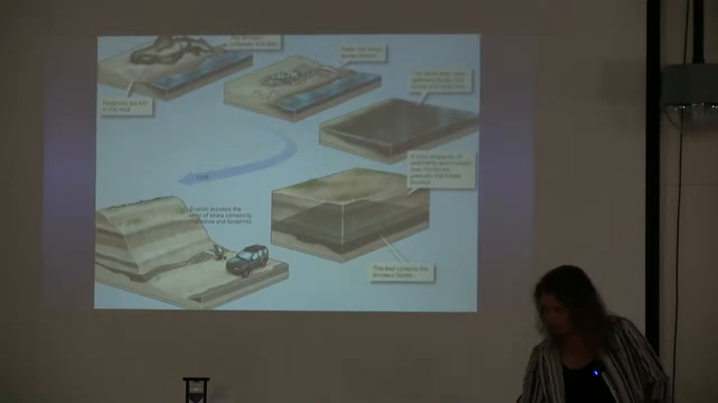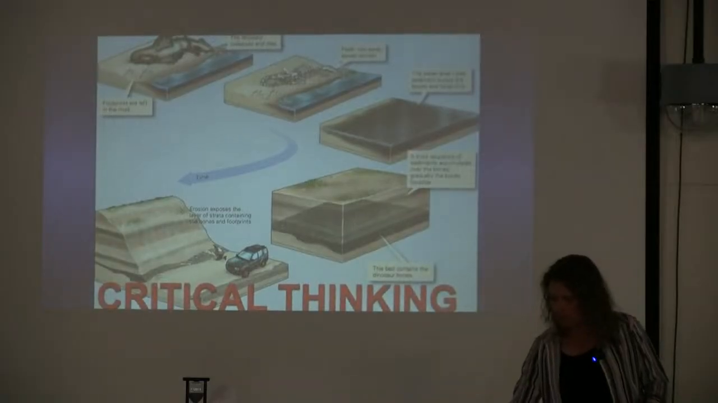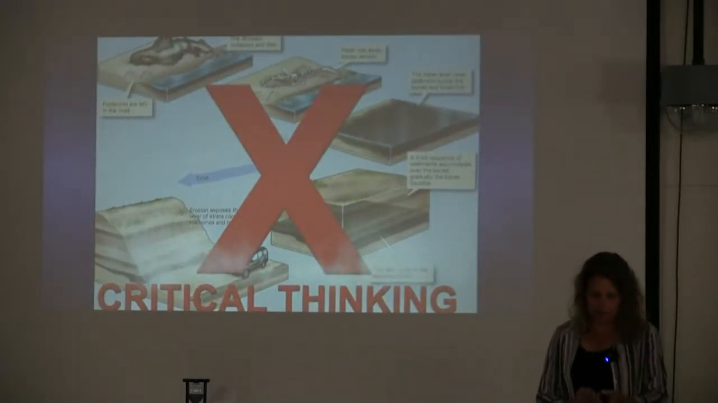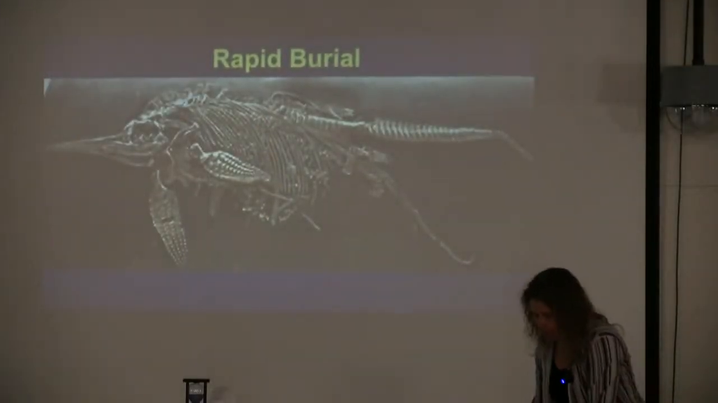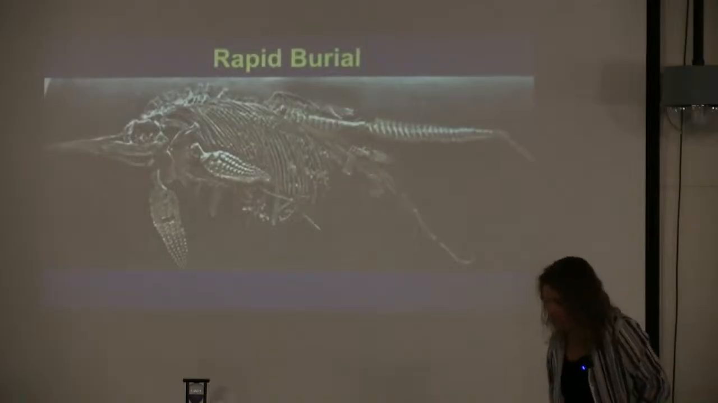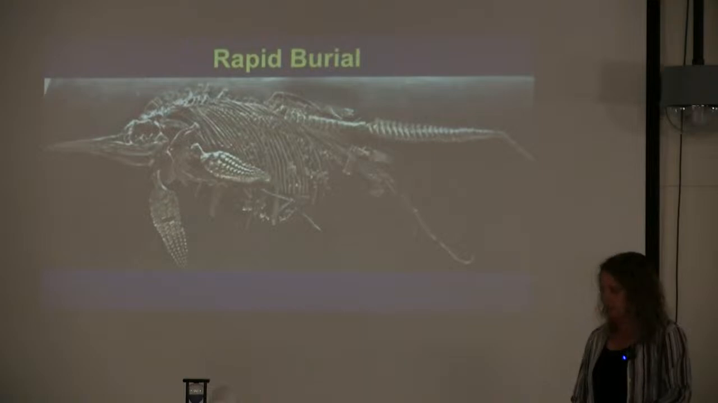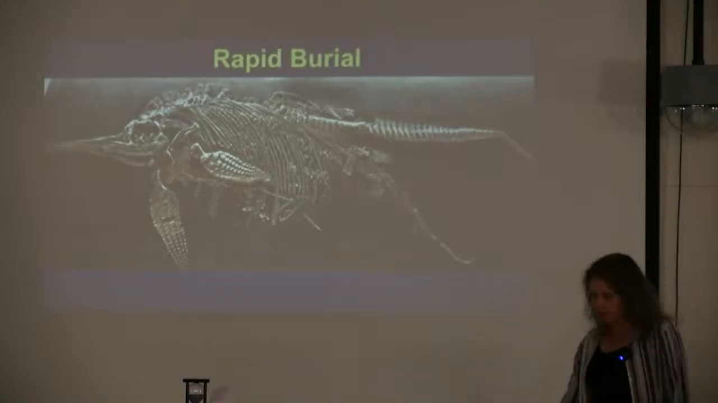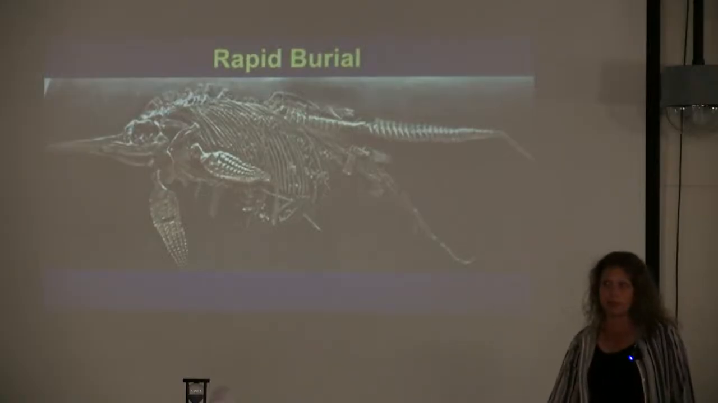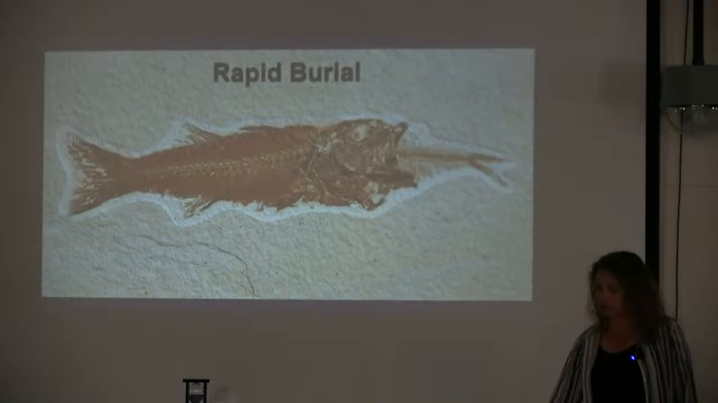So this does not logically make sense. Okay, let's use some critical thinking, and this just can't happen. So rapid burial is the only thing that explains the actual fossil record that we see. This was the ichthyosaur that was having the baby, that I showed you last week. Rapid burial is the only way that this thing could have fossilized this quickly. Okay? Lots and lots of fish fossils eating dinner. That's what the fossil record shows.